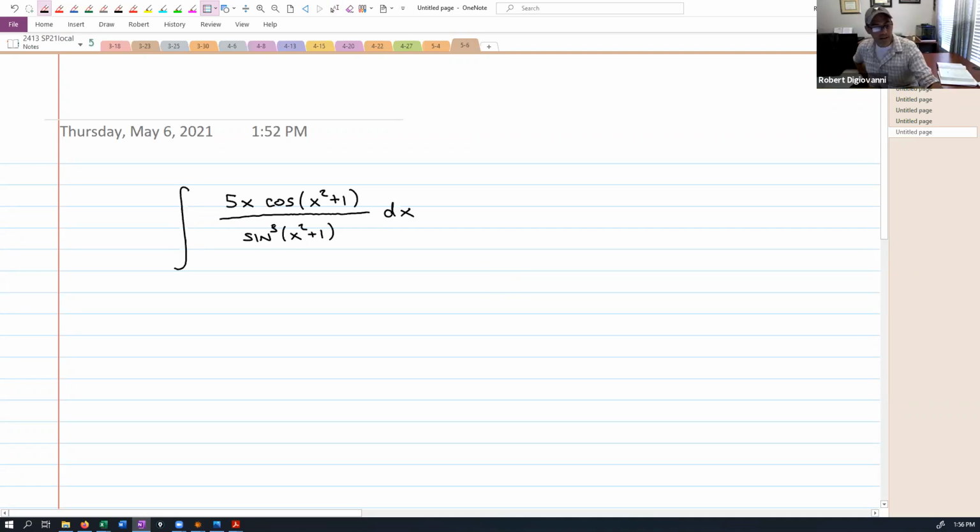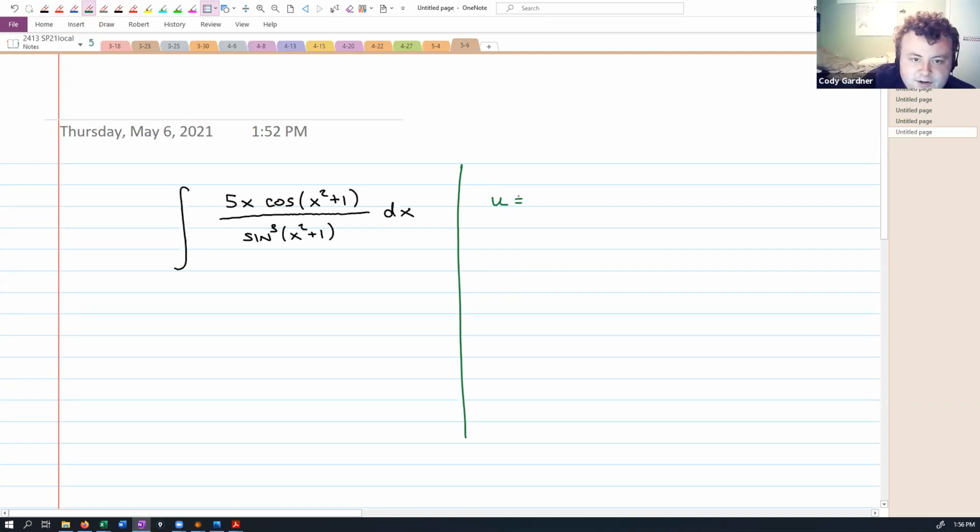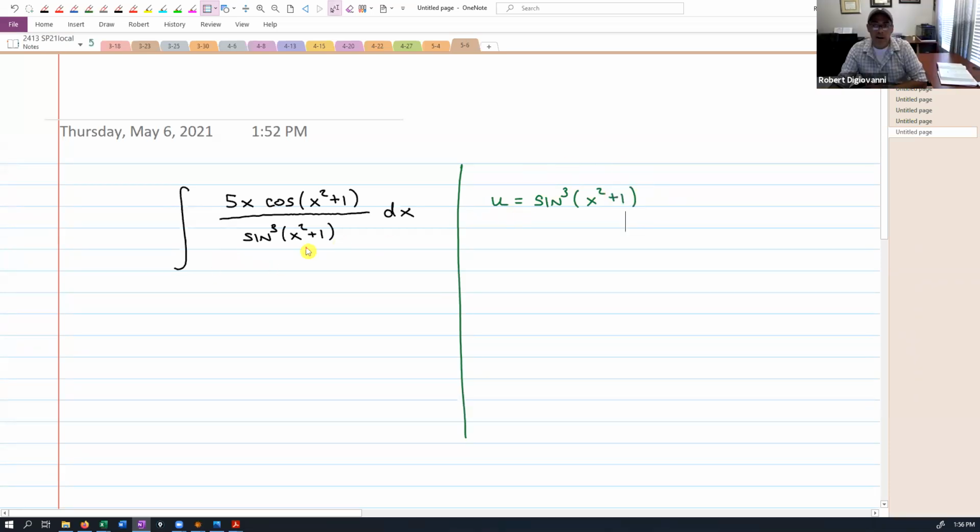Okay, so here's one approach. Let's see if this works. You want u to be what? Sine cubed, and then the inside, sine cubed of x squared plus 1. Yeah, you want the whole thing, everything. That's the whole bottom. Let's see if this will work.